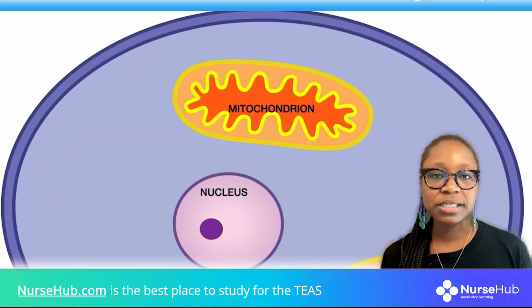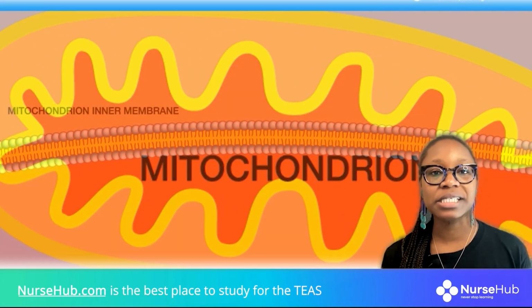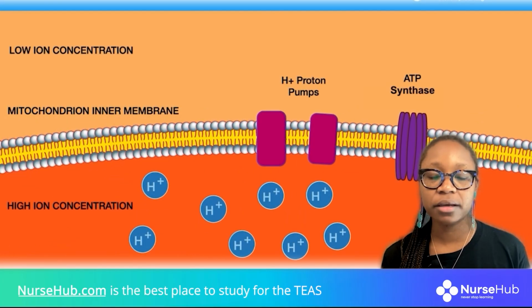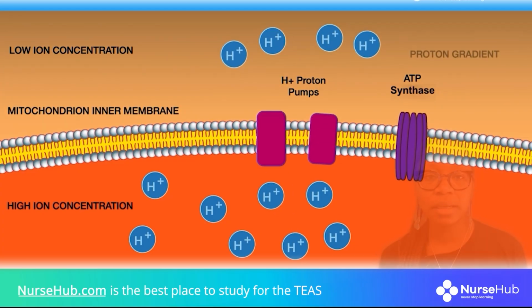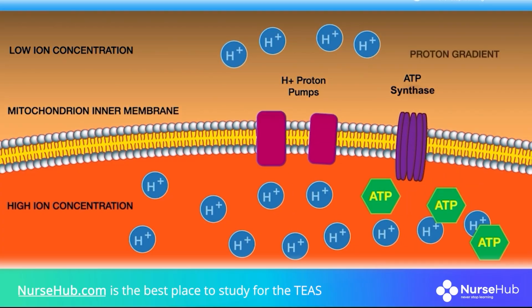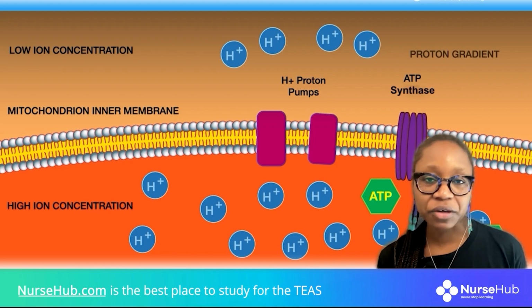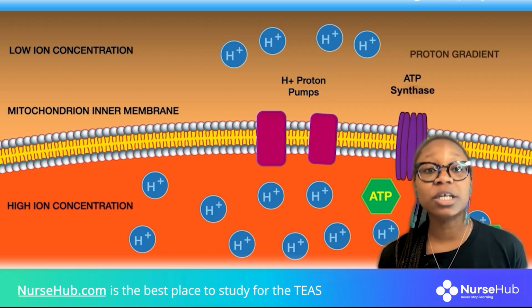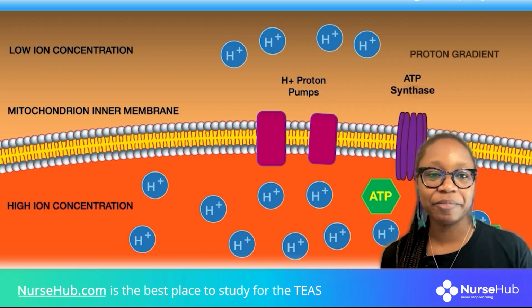During chemiosmosis, hydrogen ions are pumped across the inner membrane of the mitochondria, creating a proton gradient. This proton gradient is then used by the enzyme ATP synthase to generate ATP, which is the main source of energy for the cell. This is why the mitochondria is called the powerhouse. It's literally keeping the lights on in the cell.